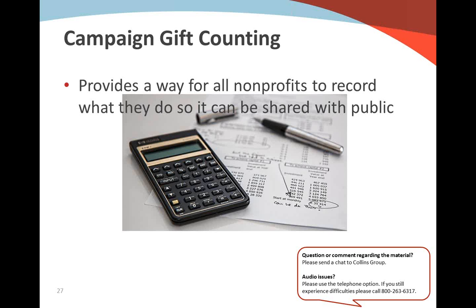It provides a way for nonprofits to record what they do so it can be shared with the public. It provides a way to measure the donor intent. It reports numbers as record of activity towards clear goals during the campaign period. And it looks at, future valuation is not necessarily relevant, but looking at how gifts are currently valued. So let's talk a bit about face value and present value.